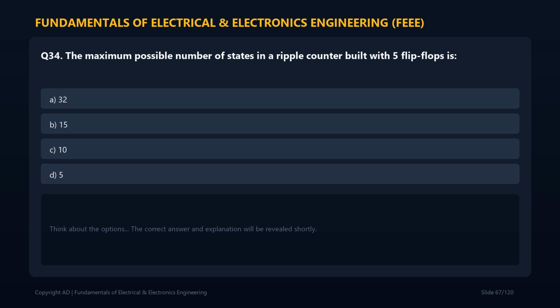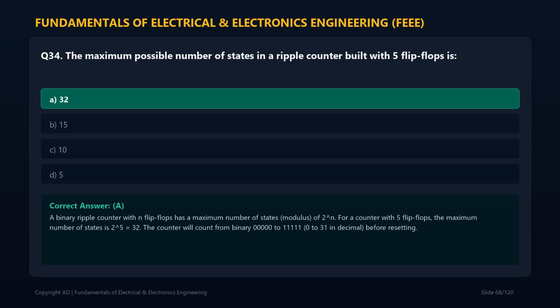Question 34. The maximum possible number of states in a ripple counter built with 5 flip-flops is option A, 32. Option B, 15. Option C, 10. Option D, 5. The correct answer is A, 32.